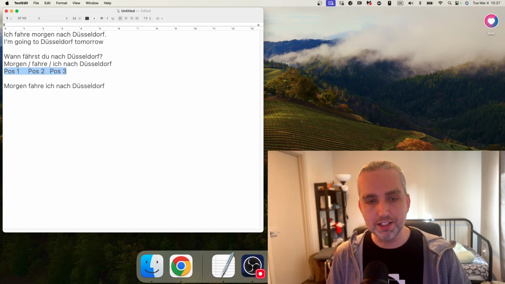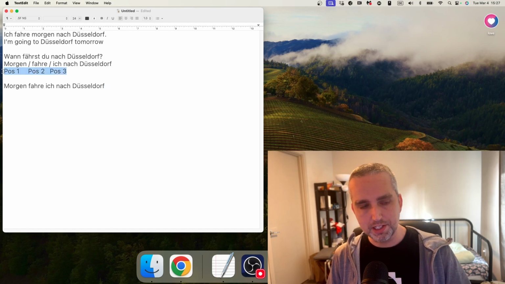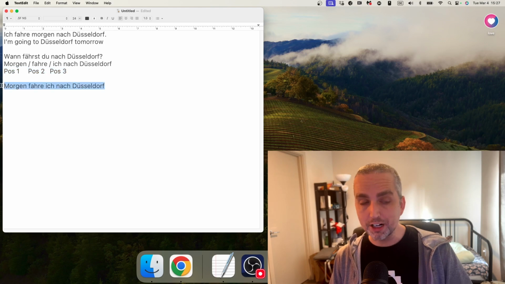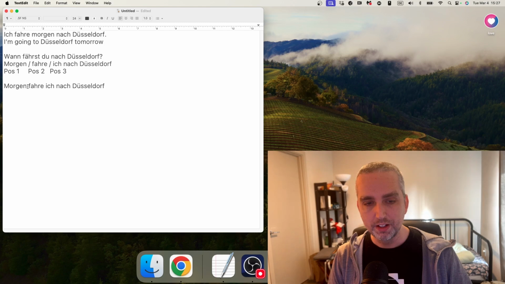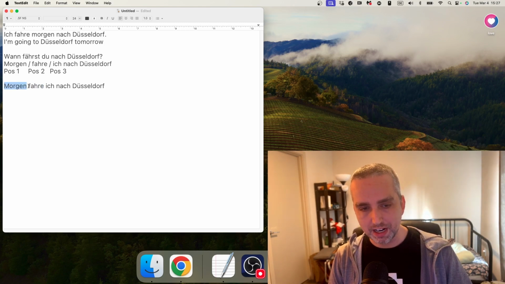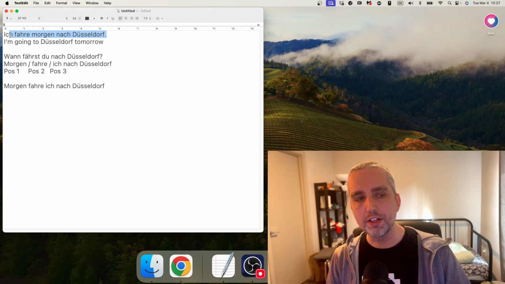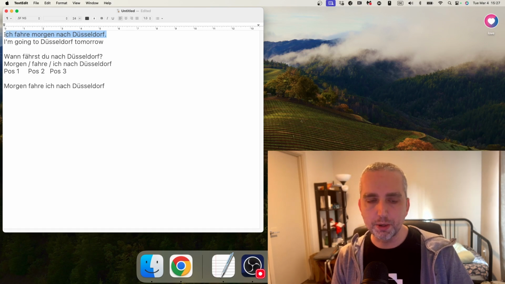So rather than trying to learn the explicit rules of this verb second thing, we instead just memorize a sentence which gives us a clear example of how it works. So in this example, because we put the time phrase first, normally if you were just talking, you would probably say, ich fahre morgen nach Düsseldorf.